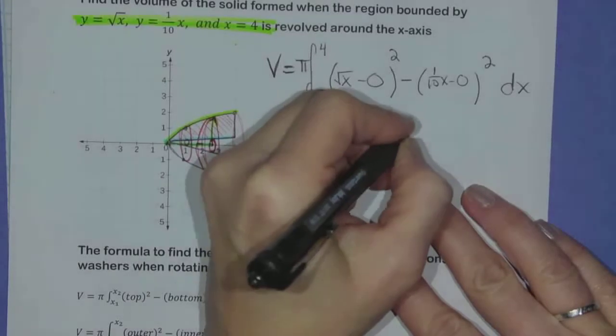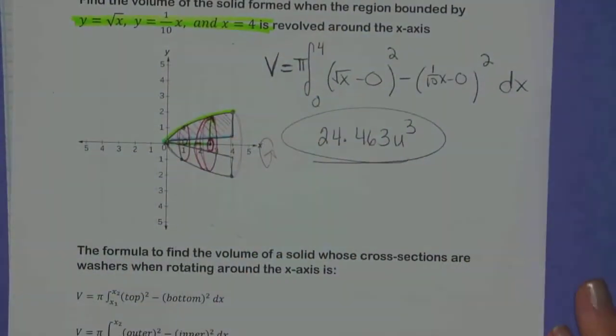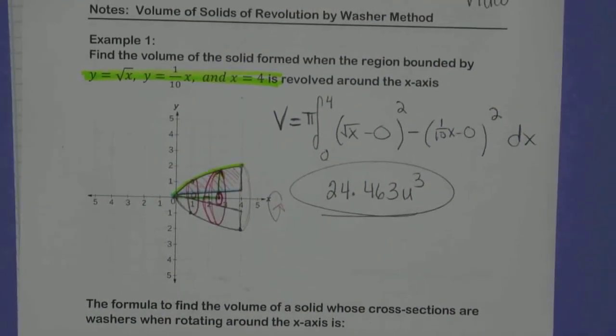24.463 units cubed. Final answer. Okay, and that's really all there is to it. All of our work with disks has really helped set up this lesson.